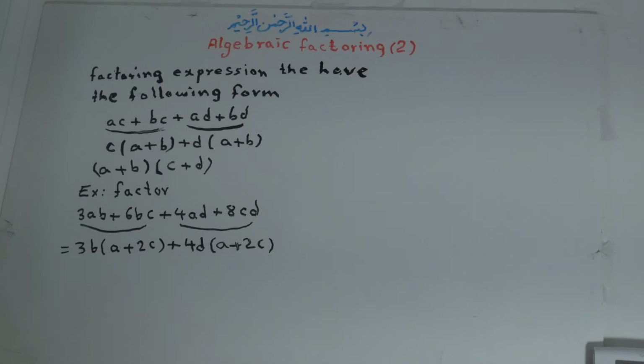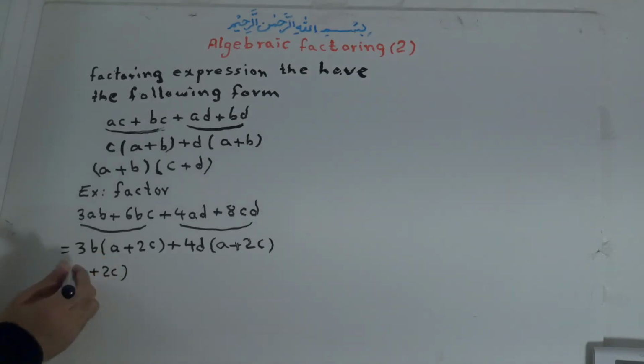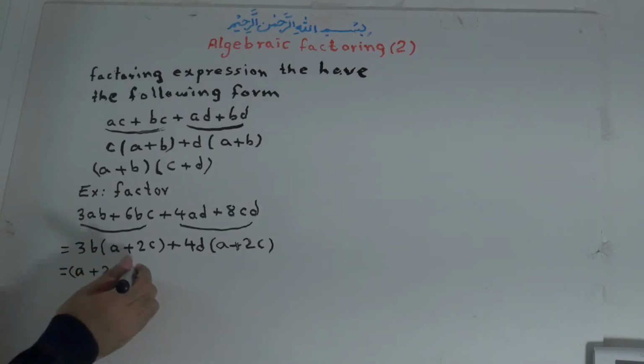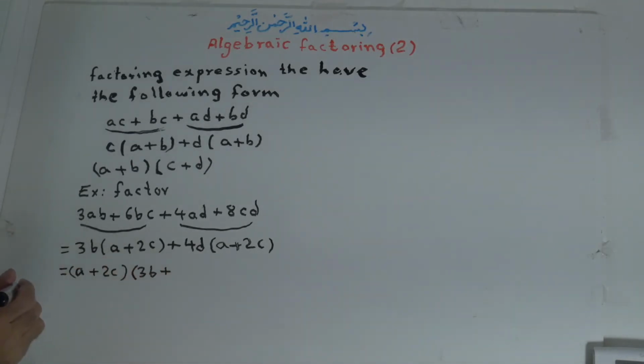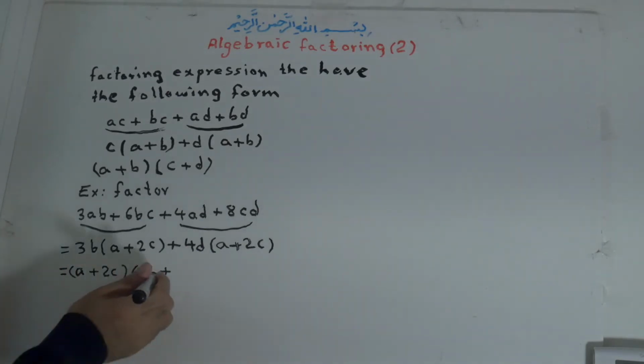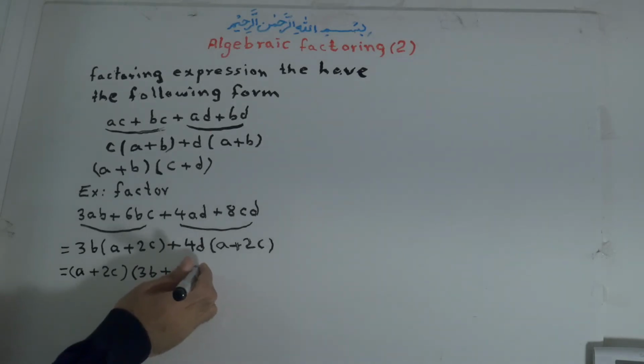Now what we do, we put it into two factors. The one common factor is A plus 2C, and the other one is 3B plus 4D.